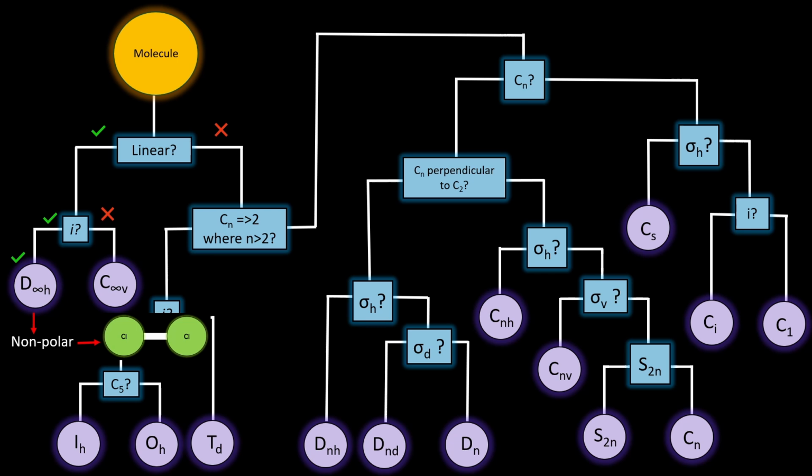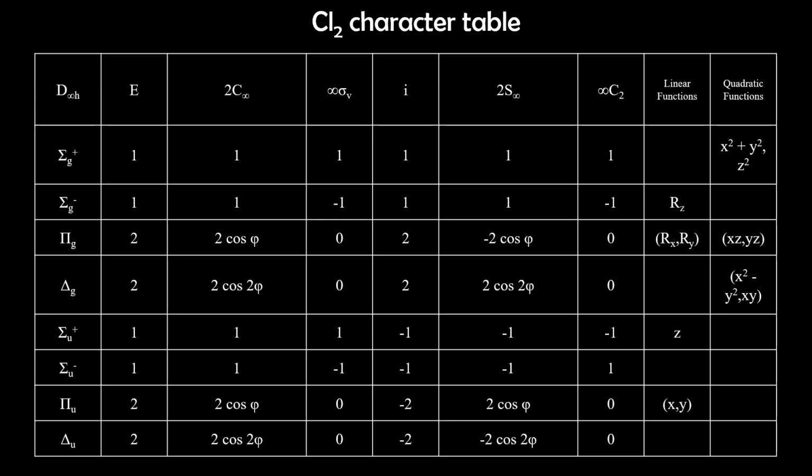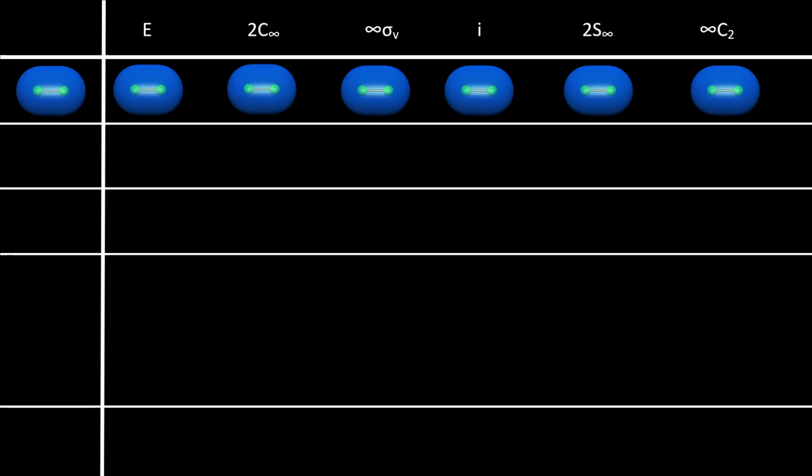But more importantly, we can use the symmetry operations to read the character table and assign the irreducible representations of each molecular orbital in the valence shell. I have shown the character table here, and I have also made a separate video explaining how to use these character tables in more detail. Starting with the first molecular orbital, this orbital is unchanged by every symmetry operation. Its character is therefore 1 for every operation, so it belongs to the totally symmetric representation.